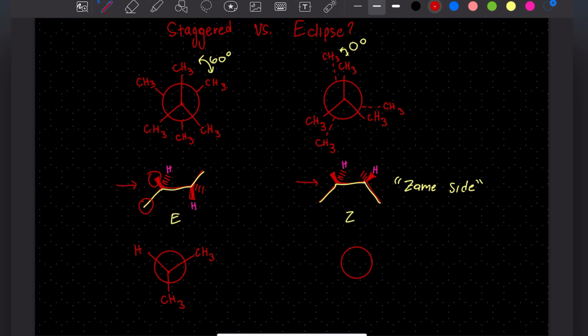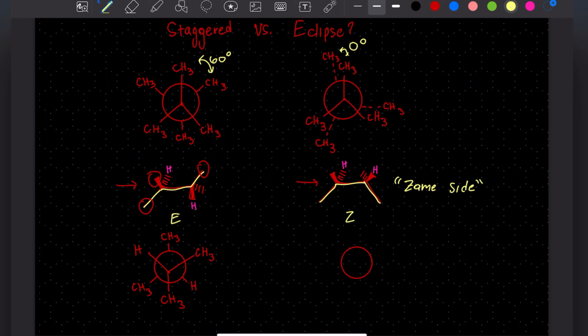Alright, let's look at the back carbon now. We can see that directly up is going to be CH3. So it's going to be looking like that. Our hydrogen is on a wedge, so it's going to be going to the right. And our CH3 is on a dash, so it's going to be going to the left. And this is our Newman projection, and notice again that it is staggered since the bonds are at a 60-degree angle away from each other.